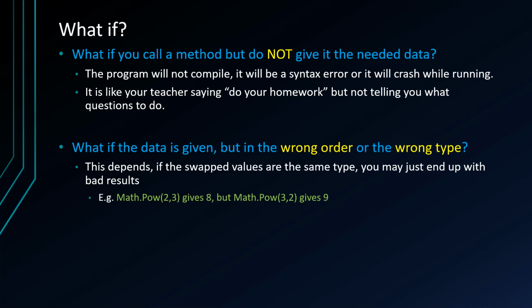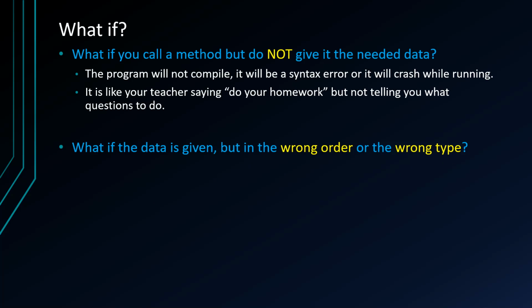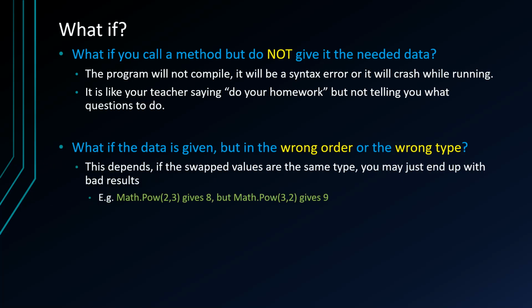But what if they're the wrong type? What if one is an int and one is a double, for example? Well, that's a completely different issue. Let's say it's expecting a double followed by a string, and you accidentally swap them, so you supplied a string first and then a double. It's going to try and take your string and store it into its double parameter.